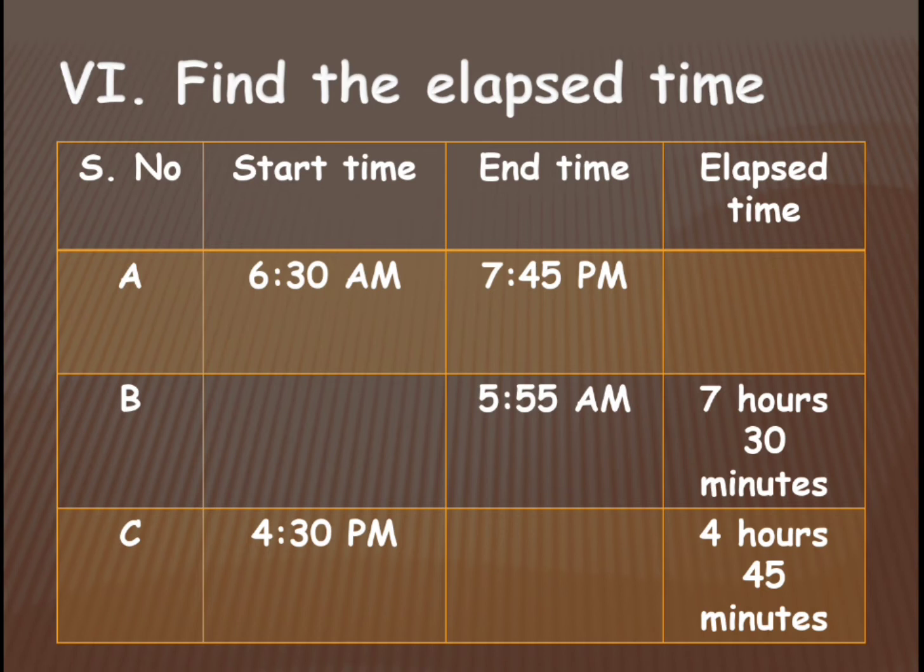Okay, children. Now coming to the other method: end time will be given, elapsed time will be given, you have to find the start time. Or else start time will be given, elapsed time will be given, you have to find the end time. Okay, so here if you see, children, 6:30 a.m., that is in the morning, and that work has been finished at 7:45 p.m., that is in the evening. Now you have to calculate what is the time taken from 6:30 to 7:45 to complete that activity.